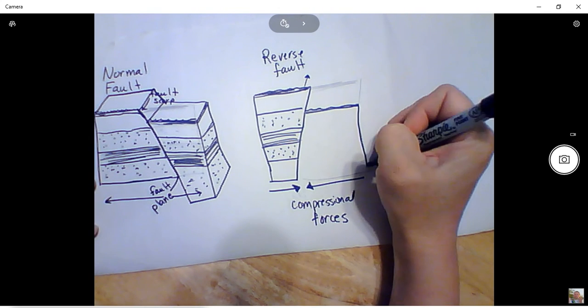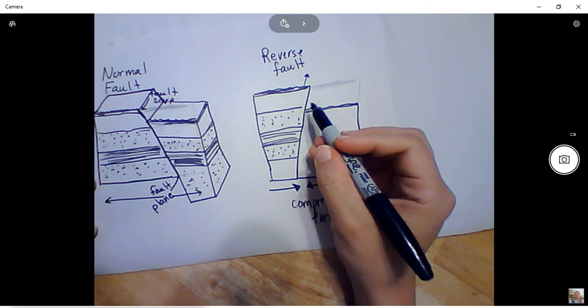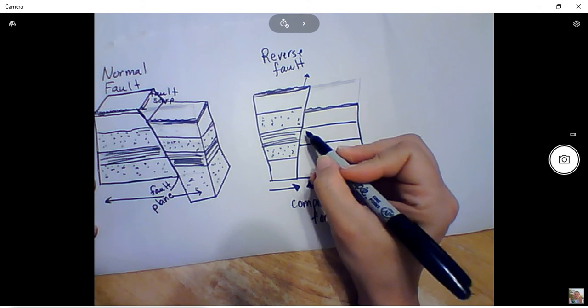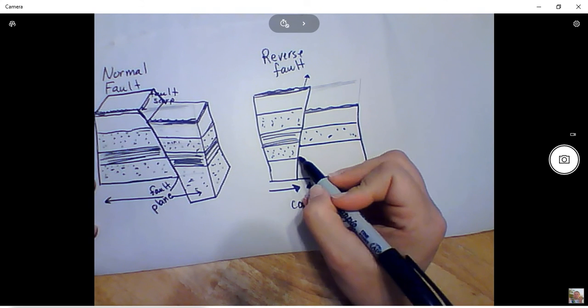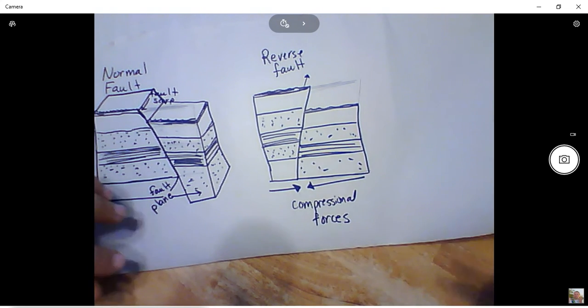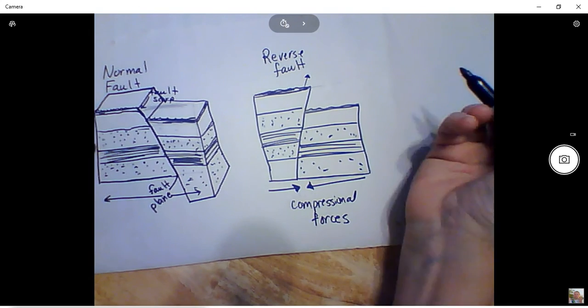Now to make it 3D, I'm going to take some parallel lines. So 1, 2, 3, 4, 5 parallel lines. And then I'm just going to connect my corners. All right, now remember this here is our fault plane.